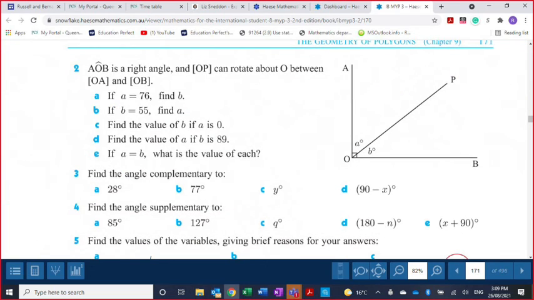All right. Then they're going to have you find some of these. You're going to do these by yourself, but I just want to make sure you know. So if A is 76 degrees, find B. So if that's 76, I can find B because you know that this little square means that they add together to make what?